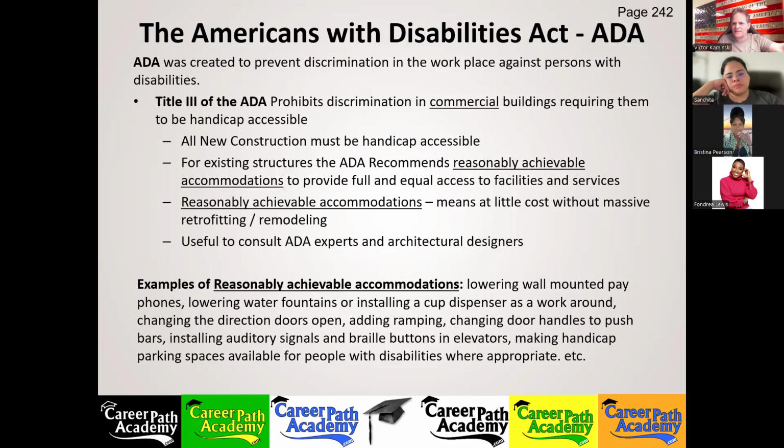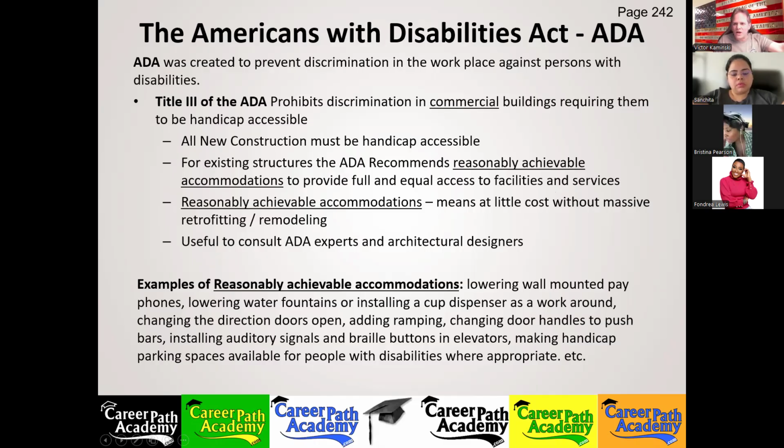Now, if you have new construction, it's easy to create the building and have it handicap accessible from the get go. So, what about existing structures that are out there? Are they required to be modified and become handicap accessible? Well, what is the requirement of the ADA? Their requirement is all new construction must be handicap accessible. But for existing structures, the ADA recommends reasonably achievable accommodations. That's probably a term you'll hear on exams too. Reasonably achievable accommodations to provide full and equal access to the facilities and services.